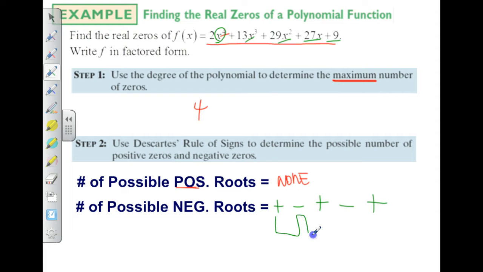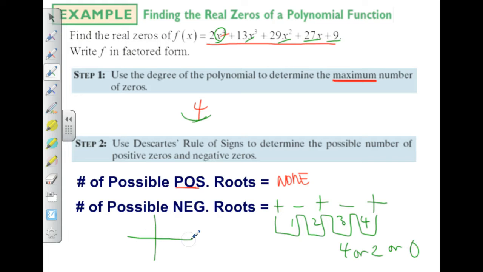1 sign change, 2, 3, that can't be right. Is that right? 4? Well, yeah, there could be 4. 1, 2, 3, there could be 4 sign changes, or there could be 4 negative roots, there could be 2 negative roots, or there could be none. It's possible, this thing is facing up, it's possible that all of the roots are imaginary.